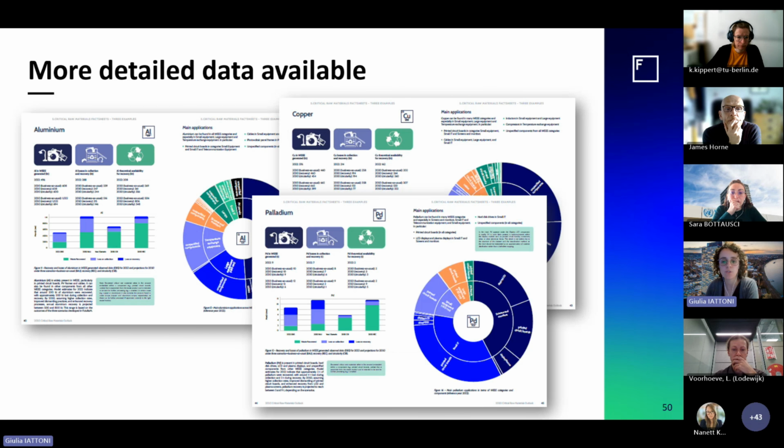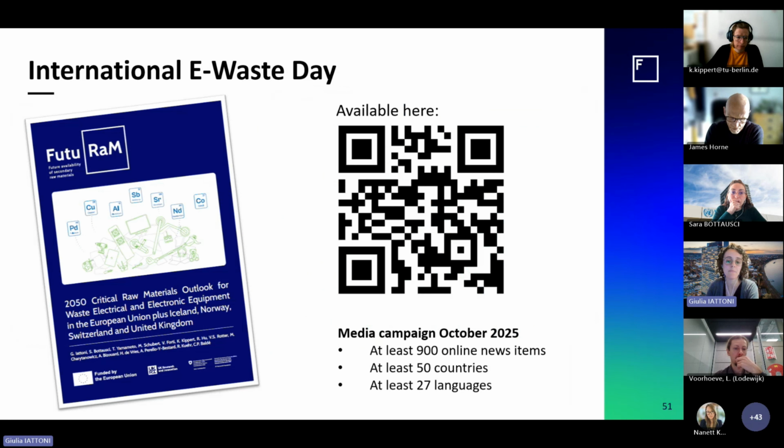Now I just gave you a snapshot of some results that we're having for some critical raw materials, but if you're interested in more detailed data, also for other critical raw materials, I invite you to consult the report that we published for the International E-Waste Day in October 2025.